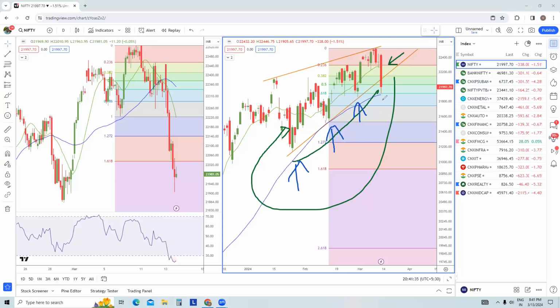So if you want a proper correction, you will need consistent follow through selling happening and a proper sell off, not just 50 points or 100 points. I'm talking slightly more than that.